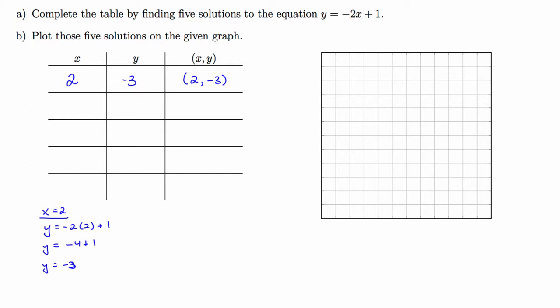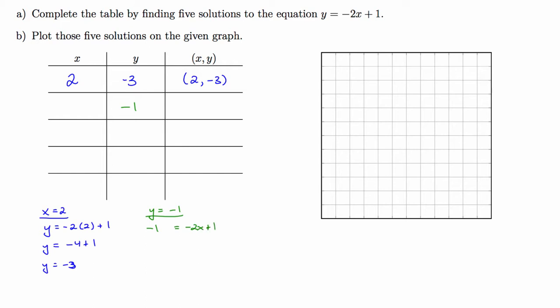To change this up a little bit, I'm going to begin finding the second solution by picking a value for y. I'm going to pick, again somewhat arbitrarily, negative 1 for my y value. So we'll begin again by just formally stating let y equal negative 1. To remind myself what it is I'm doing, I will put negative 1 in for the y value, and so that will give me negative 1 equals negative 2x plus 1.